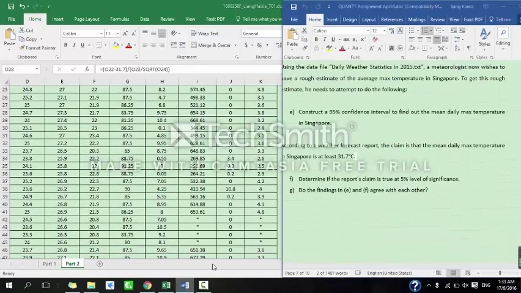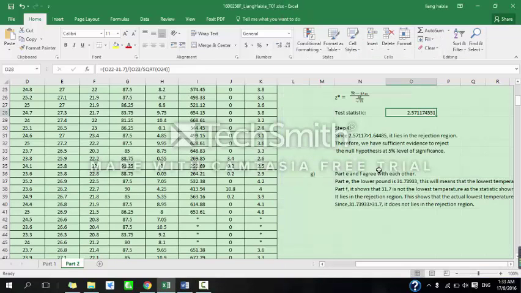Okay, part G, discuss: do the findings in E and F agree with each other? E and F actually agree with each other. In part E, the lower bound is 31.73. This means that the lowest temperature for the mean will be 31.73, but in part F it shows that 31.7 is not the lowest temperature, meaning it could be higher. Yeah, because it seems that it's more than, meaning it's higher than 31.7.